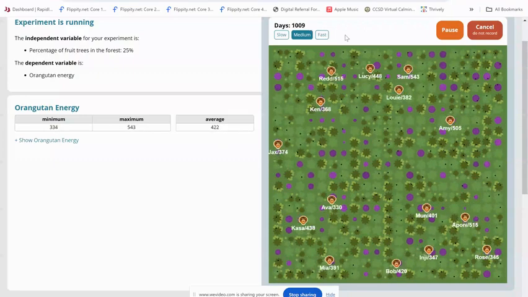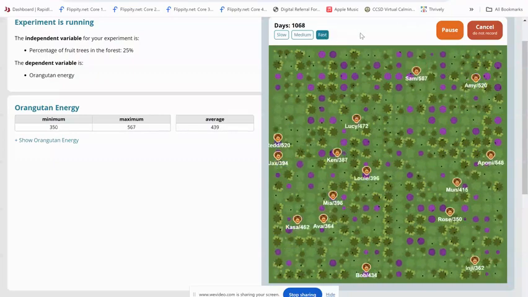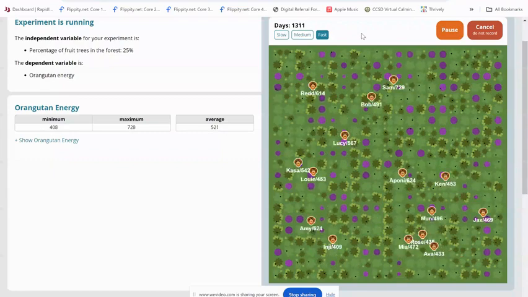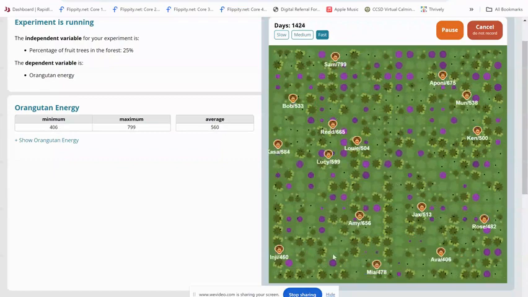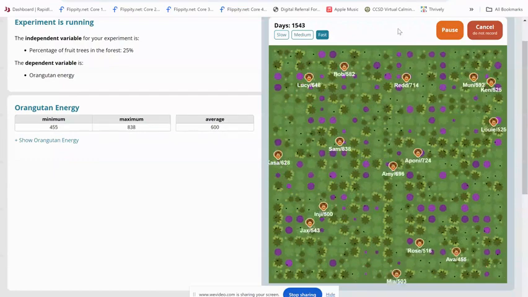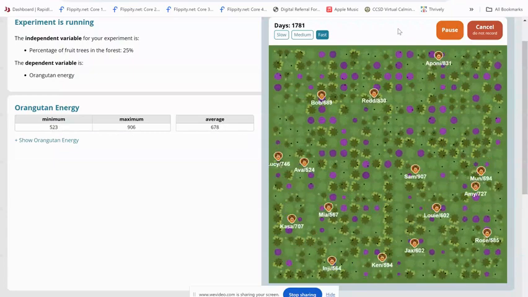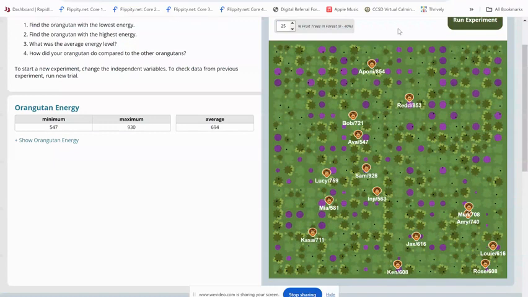We are getting close to the end. I'm going to speed it up just a little bit. When it's fast, you can really see how some of them are moving all over. Like Amy just went from here all the way down there and going back up. Okay, now it is finished.